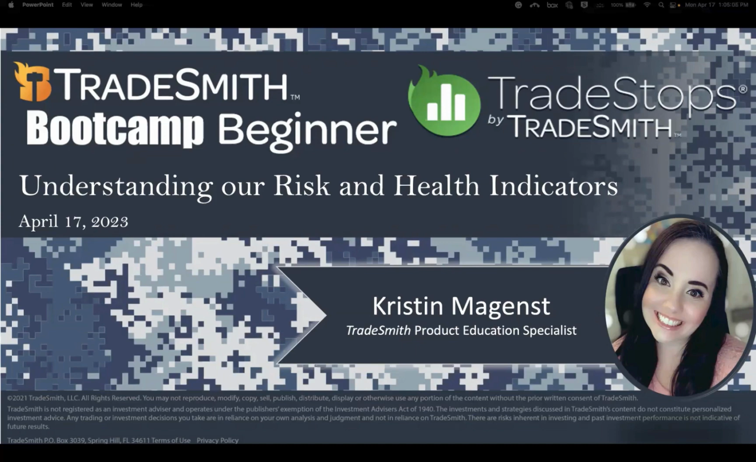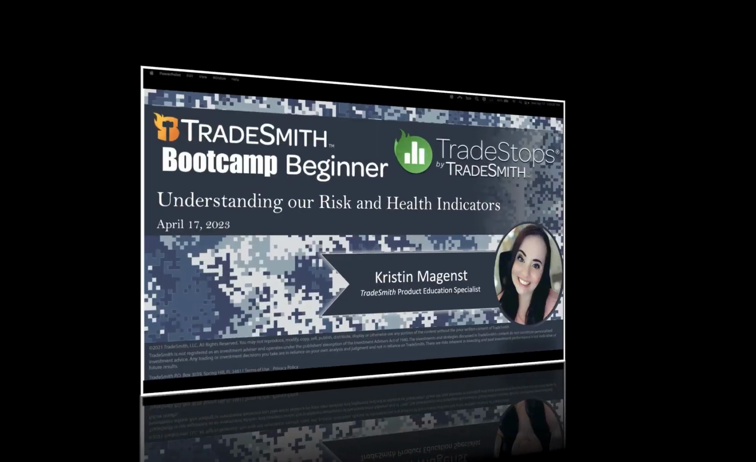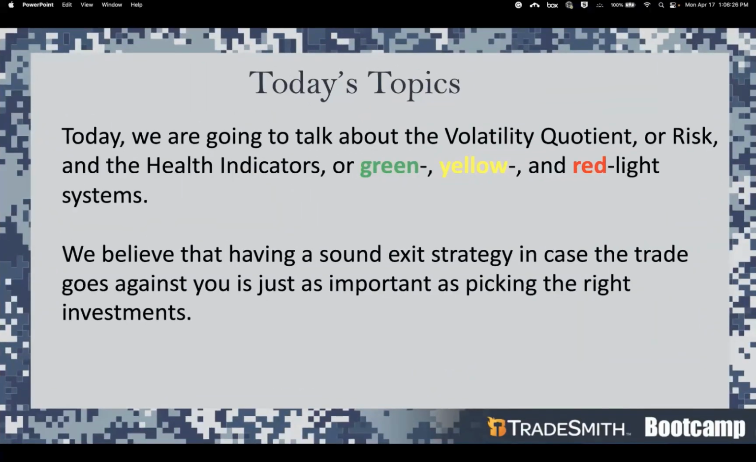All right, so let's go ahead and look at today's topics. Today we are going to talk about the volatility quotient, or risk, which is also known as the VQ, and the health indicators, which is the green, yellow, red light system. I do want to make sure that you understand how our indicators work and the difference between them so that you can plan your exits based on your trade plan.